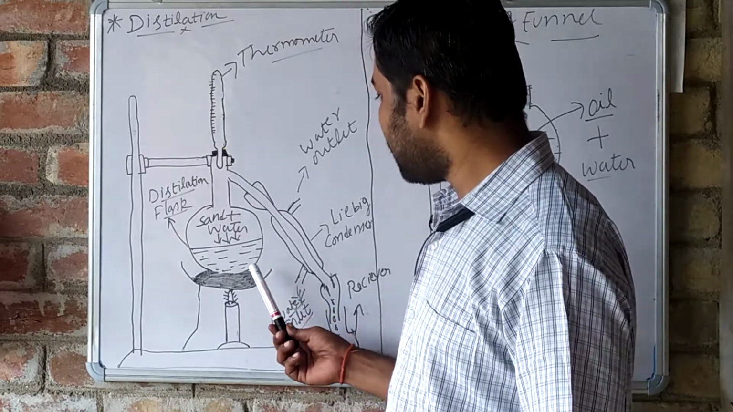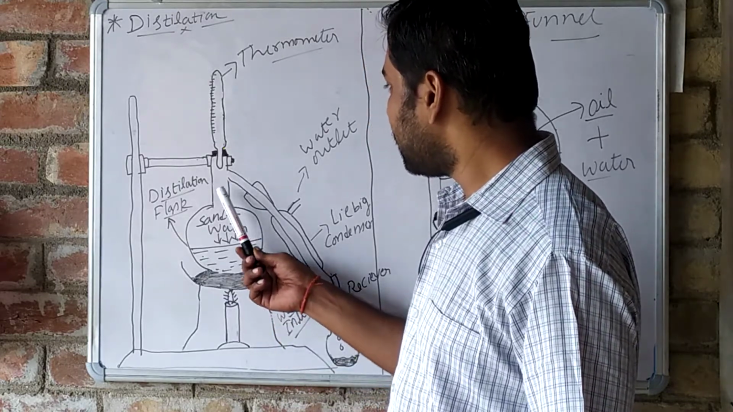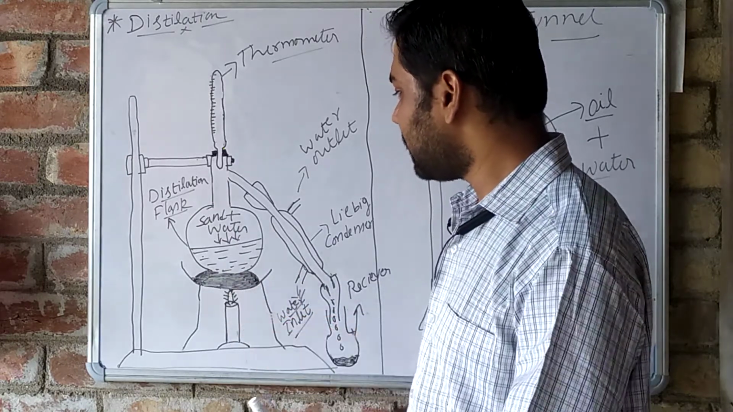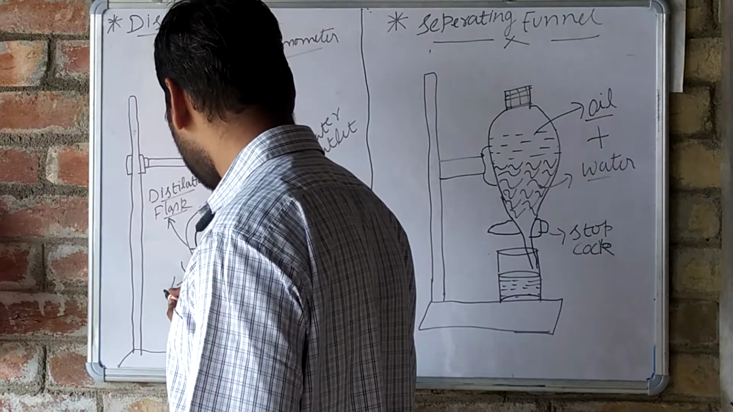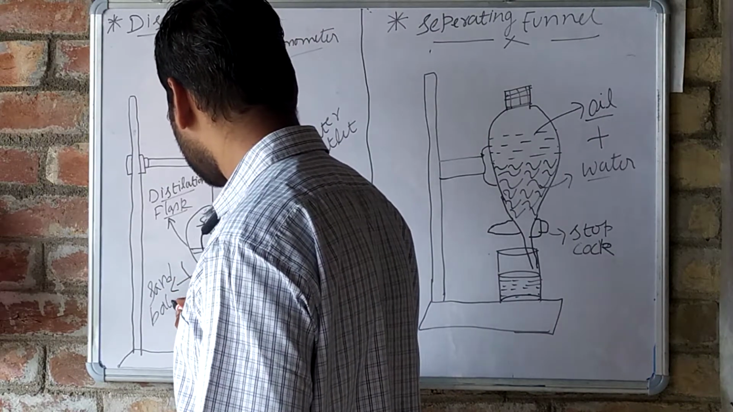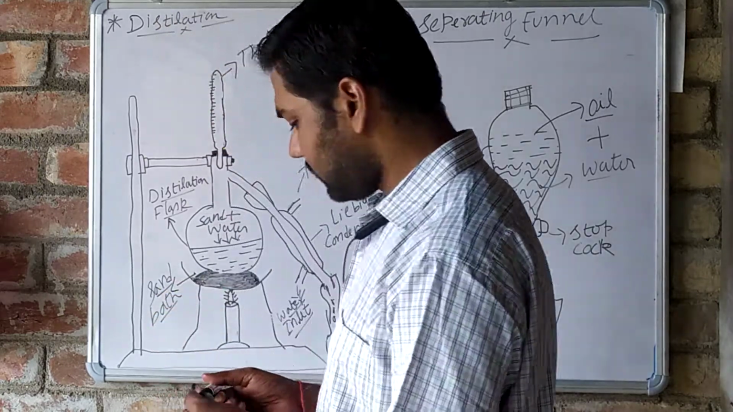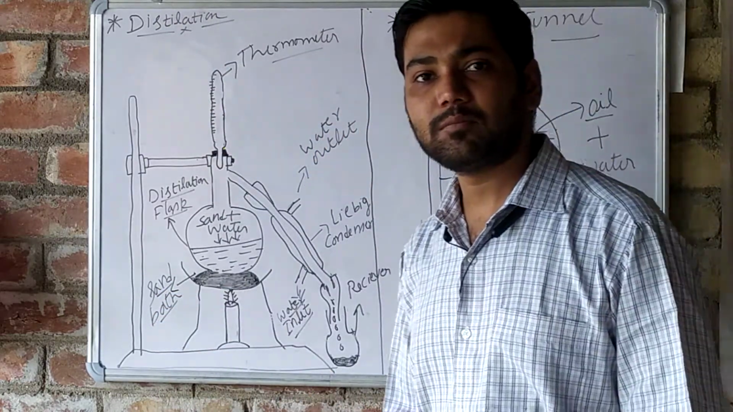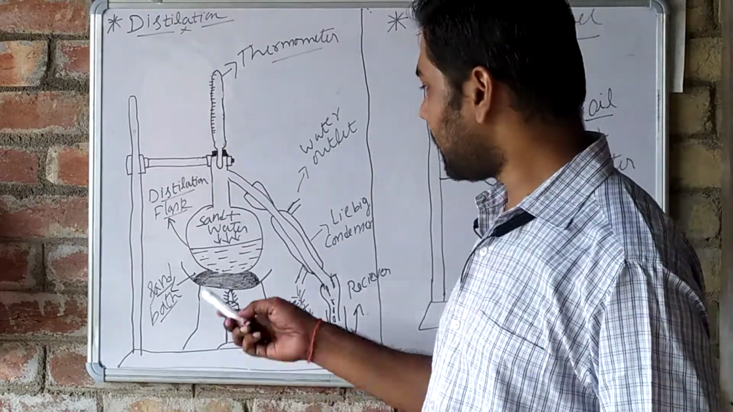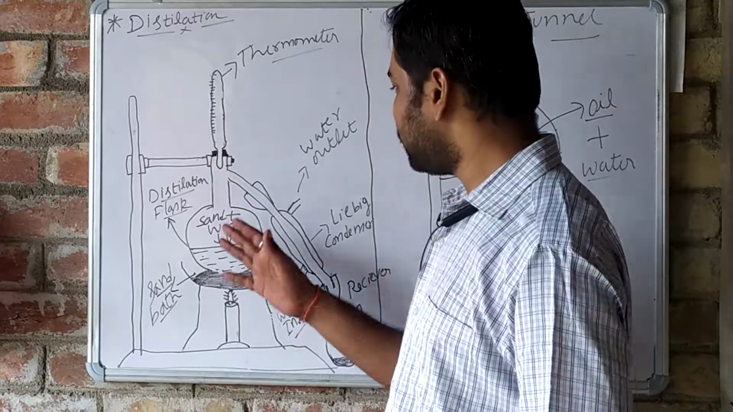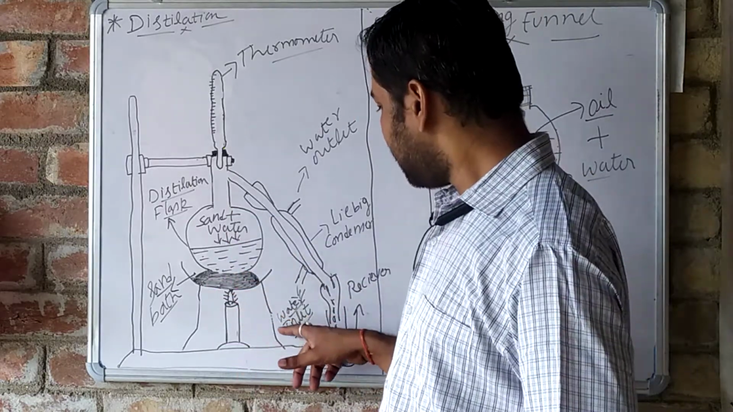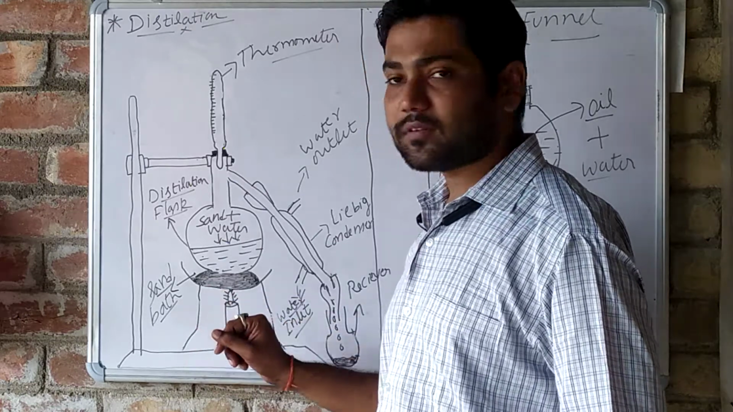And this distillation flask is kept on this sand bath. This is known as a sand bath. Sand bath means balu, sand. The distillation flask is kept on this sand bath, and it is fixed with the tripod stand.